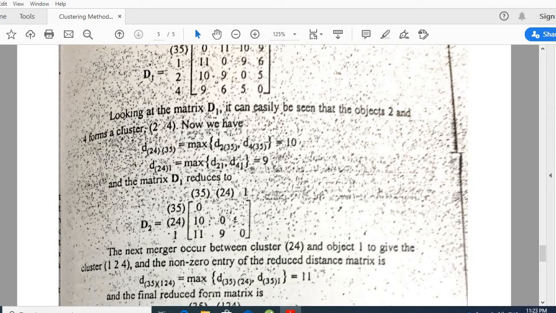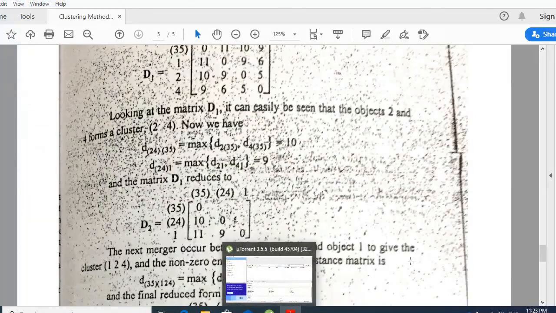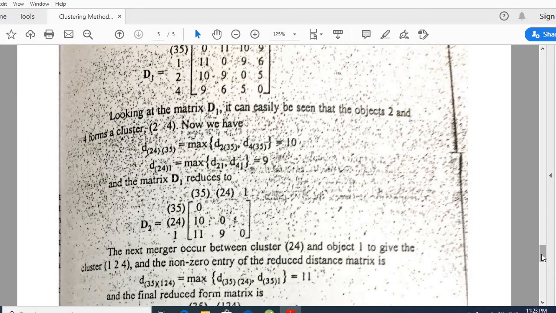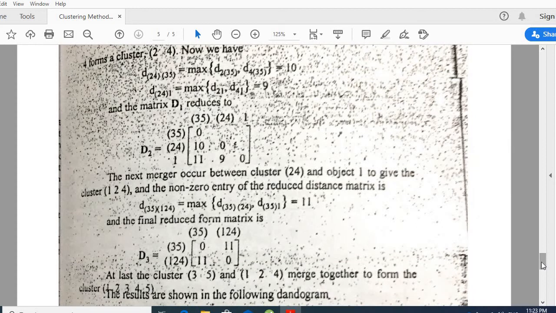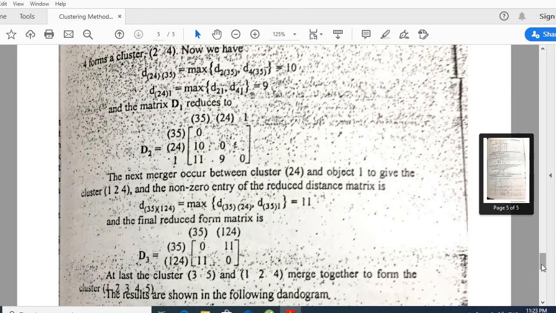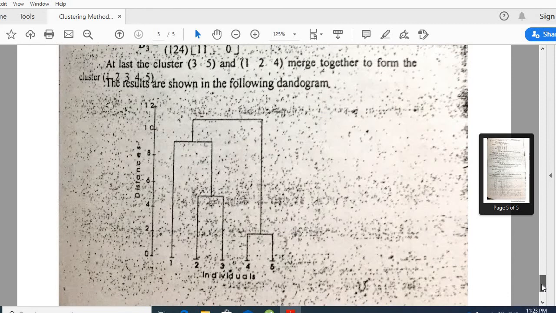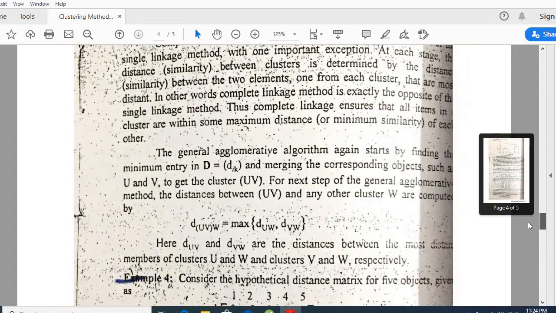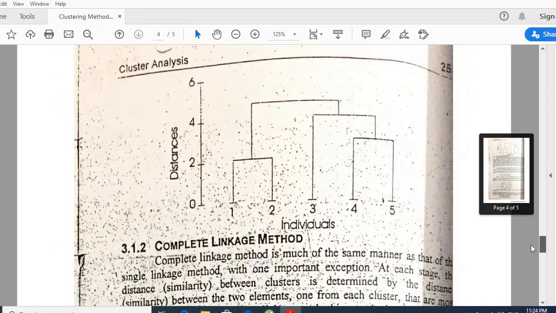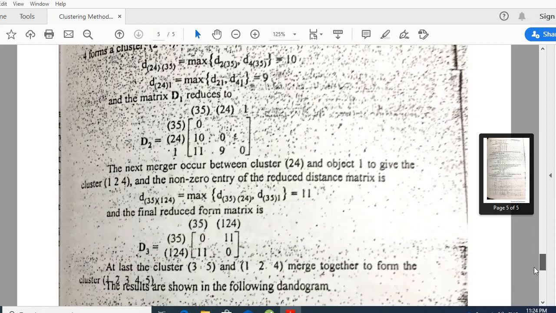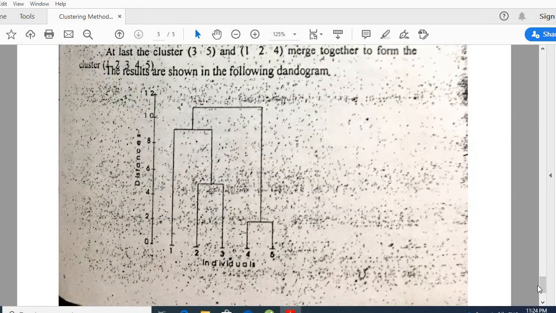And again we will cluster these into 2 clusters: one cluster is 1 to 4, and the second cluster consists of individuals 3 and 5. And in the same way we will make a dendrogram of these distances. The maximum distance between the individuals is 2, that is between 3 and 5. So in the same way we will generate the dendrogram of these distances.